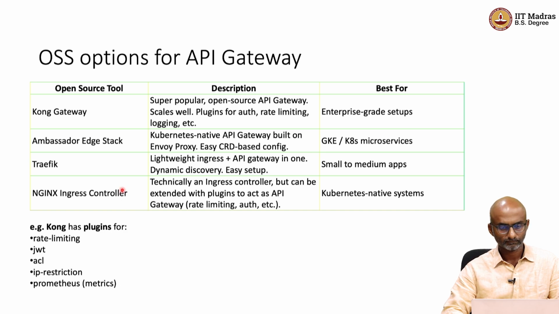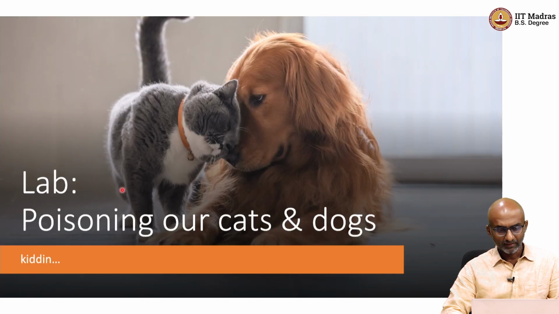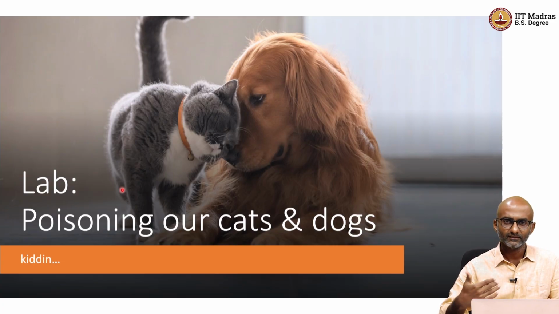Okay, with that said, let's get into our lab. In this, we're going to poison our cats and dogs. I'm joking, of course, but I'm going to use the cats and dogs classifier that we started off in week 2, used again in week 4, and we're going to go deeper into how we're going to introduce this security attack of data poisoning and see the impact that it causes on the model itself.